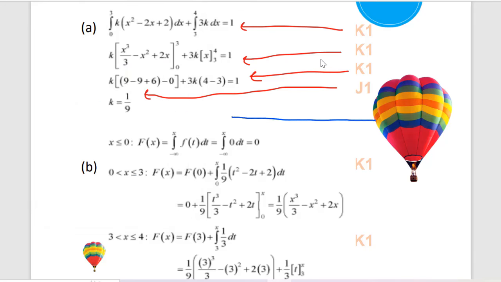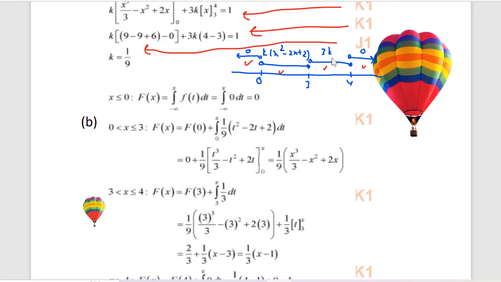Okay, we have 0, 3, 4. Okay, so for x in between 0 and 3, the function is function k(x square minus 2x plus 2). And then for x in between 3 and 4, the function is 3k. And then otherwise means apart from these ranges, it is 0. Okay, so the function here is 0. Okay, the function for x greater than or equals to 4 is also 0. Okay, so you will see here how many functions we need to find. We have 4 functions. Okay, 1, 2, 3, 4.